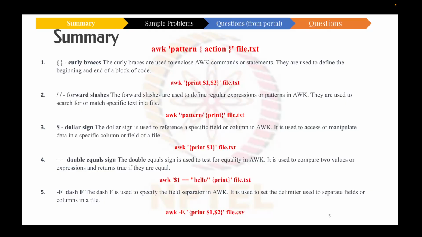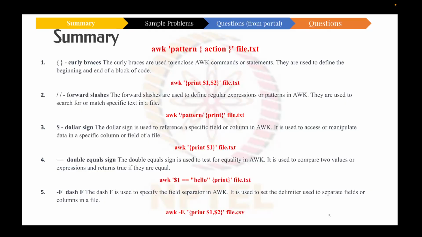For example, here I have given awk in curly braces print $1 and $2 of file.txt. In this command, the curly braces are used to define a block of code that prints first and second fields of each line in the file.txt. So $1 and $2 represents first and second fields of each line.